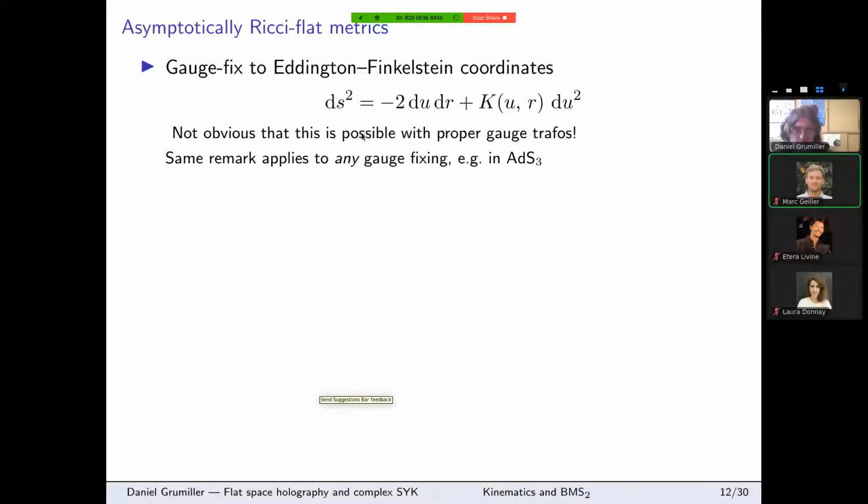It's not obvious that this is possible with proper gauge transformations. And in fact, we know that it need not be possible. So we are losing some potential information, some edge states or symmetries that we could have had. But as long as what remains is still interesting enough, this is okay. And I should say that the same remark applies to any gauge fixing that you do a priori, also in AdS3. So if you want the most general set of boundary conditions, the best attitude is not to gauge fix at all and try to come up with the most general analysis. But here we are fine if there is something interesting going on already in this restrictive setup.